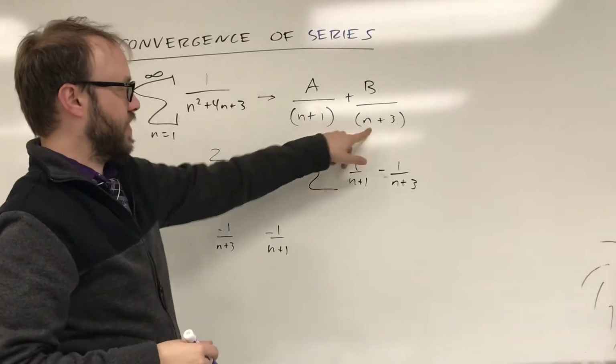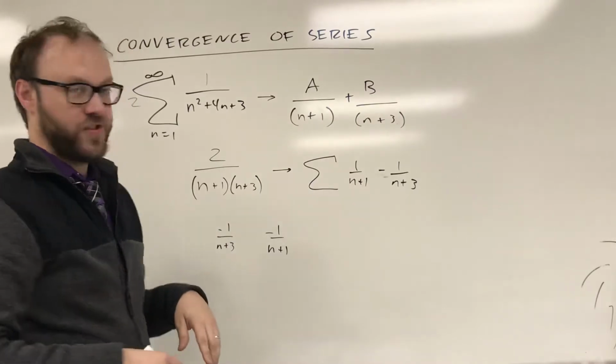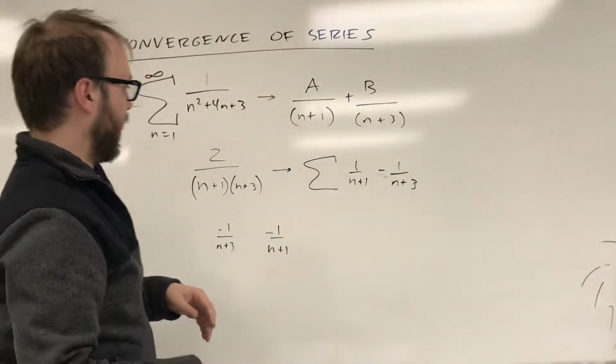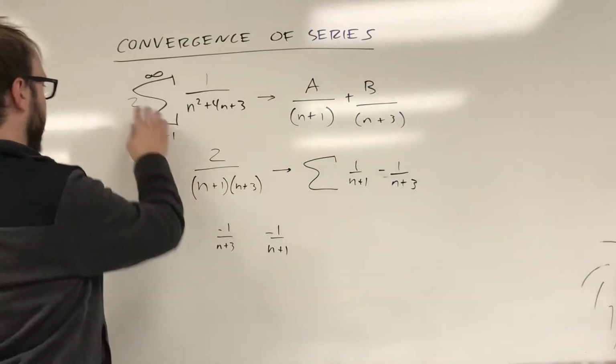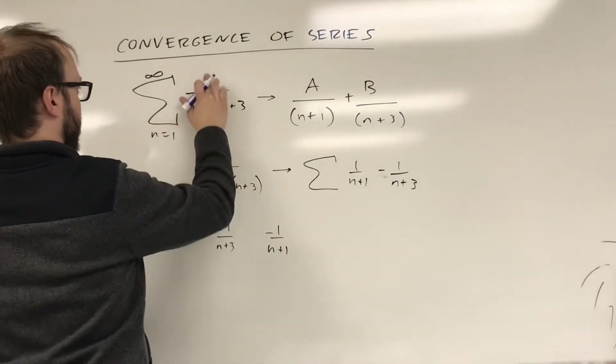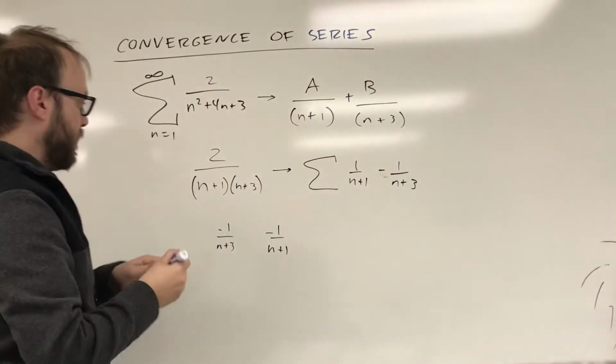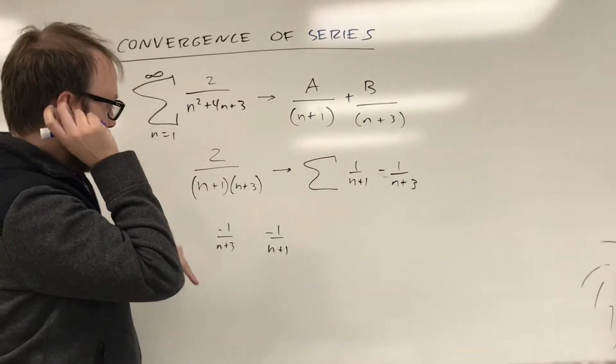I factored this as A over n plus 1 and B over n plus 3. I used the Heaviside method to find the missing values here. So, oh no, you know what? I did not factor out the 2. I actually left the 2 in. Just kidding. Okay. Anyway, so I left the 2 in and I used the Heaviside method here.